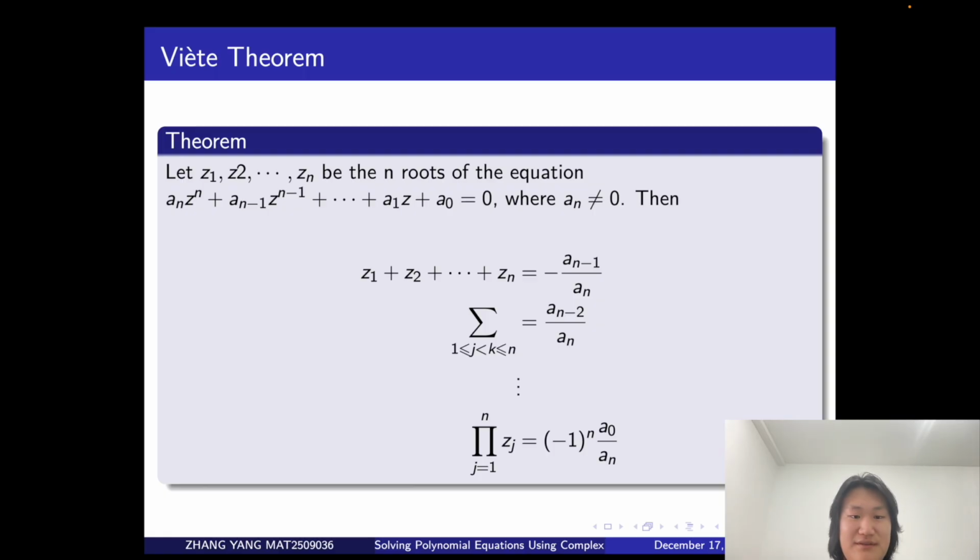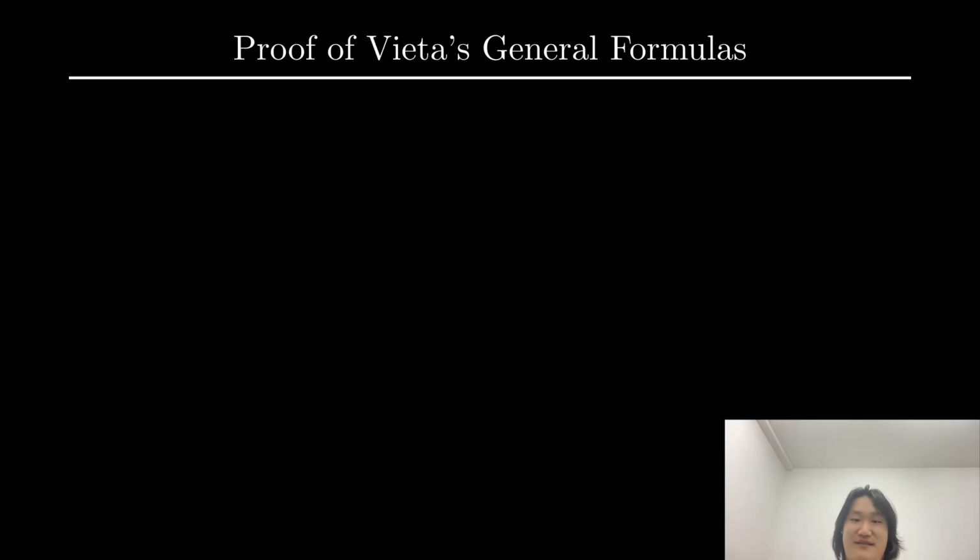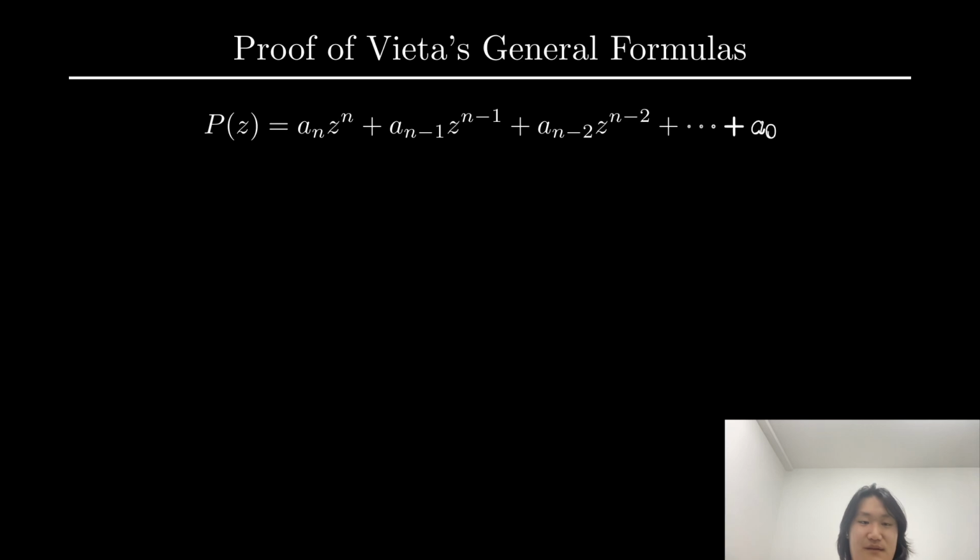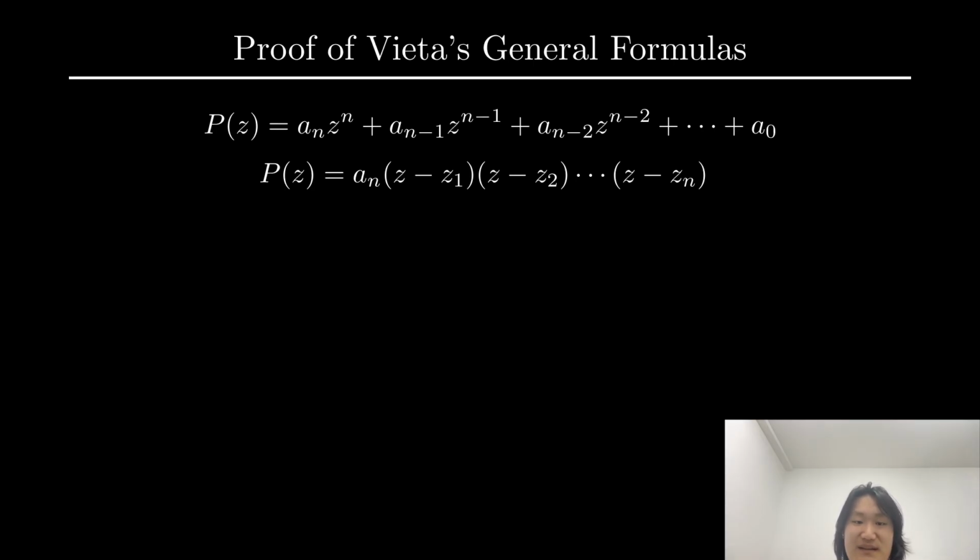The Vieta theorem gives the relationship between the roots and the coefficients of the polynomial equation. Now we prove the Vieta theorem. We take the polynomial p of z with degree n. By the fundamental theorem of algebra, there are n roots, z1 to zn, of the polynomial equation p of z equals 0. So we factorize it as p of z equals an times z minus z1 times z minus z2 up to z minus zn.